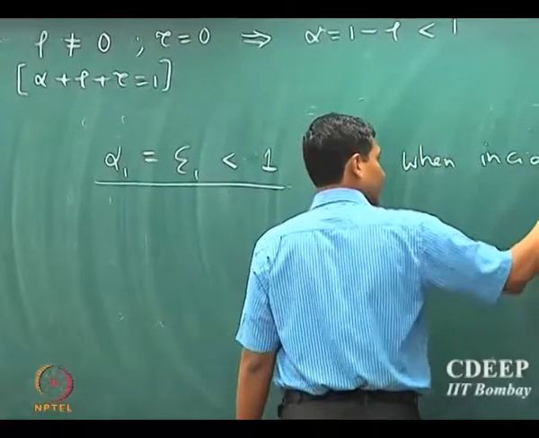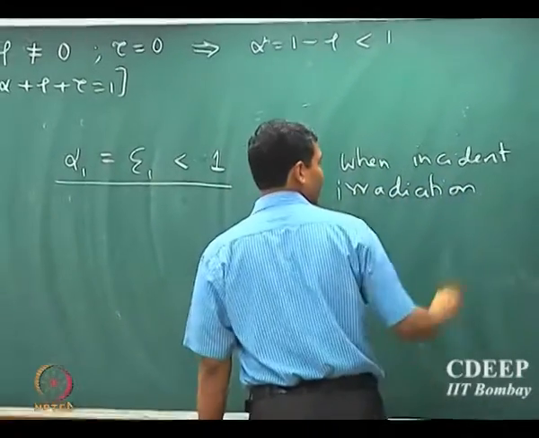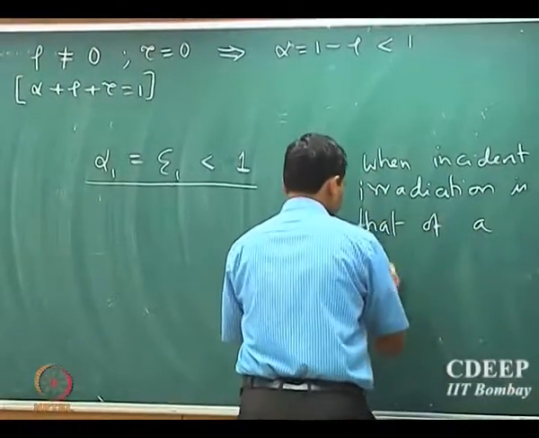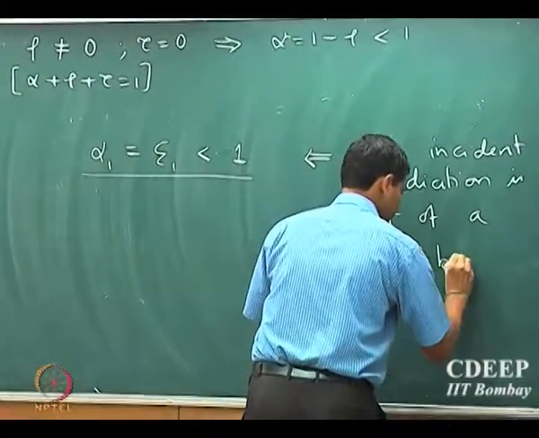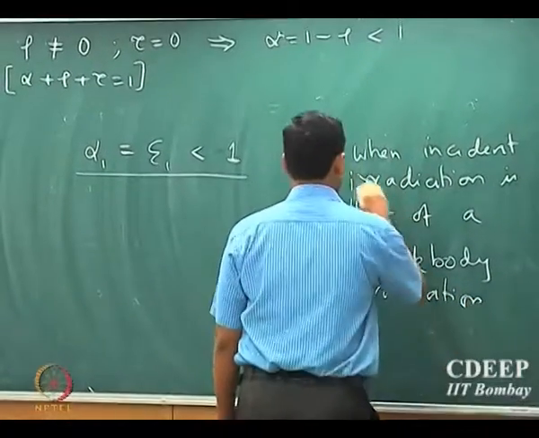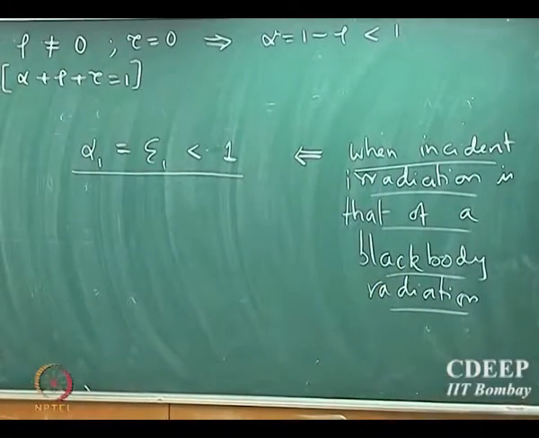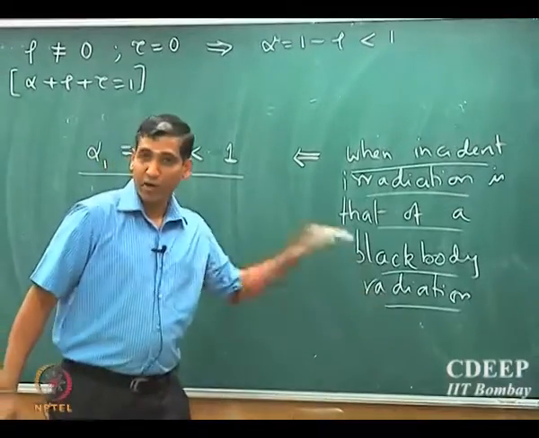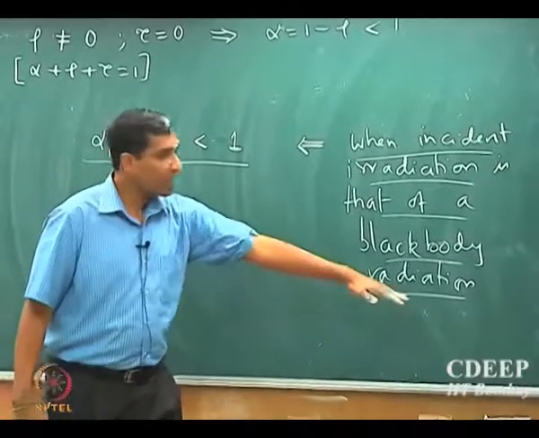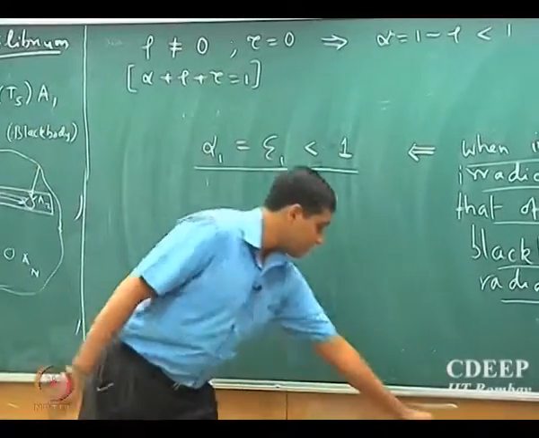the incident irradiation, this is very important, is that of a black body radiation. This relationship is valid only when the incident radiation is that of a black body. We are going to extend this relationship and see what is the validity of such a relationship for other surfaces, but right now what we have shown is only for that of a black body radiation. Alright.